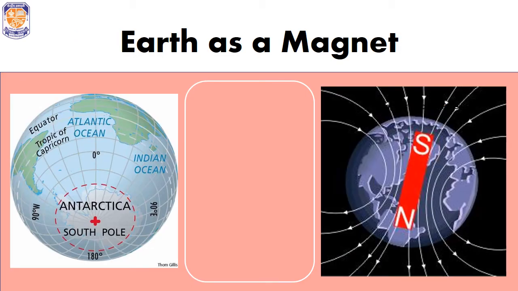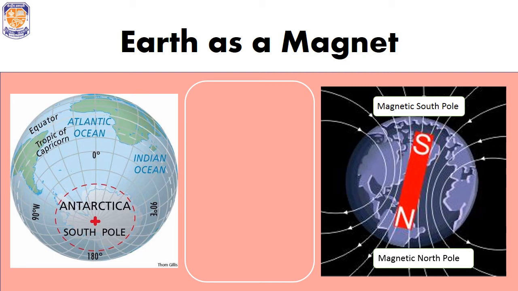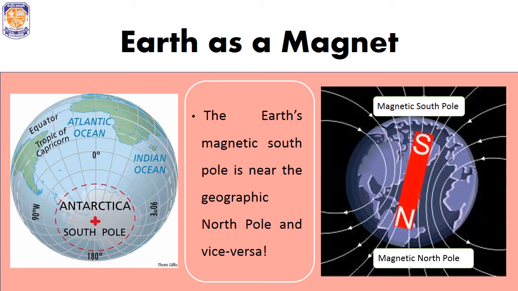The magnetic poles are situated opposite to the geographical poles. So we know that Antarctica lies at the south pole. This south pole is the geographic south pole. But when we talk about magnetic poles, then the poles are reversed. Means Antarctica has the magnetic north pole, and the Arctic Circle lies near the magnetic south pole. So the north pole of Earth's magnet is near to the geographic south pole of the Earth, and the south pole of this magnet is near to the geographic north pole of the Earth.